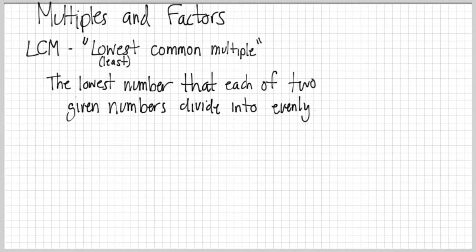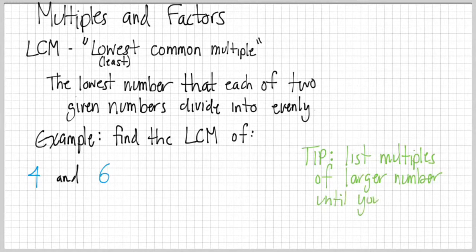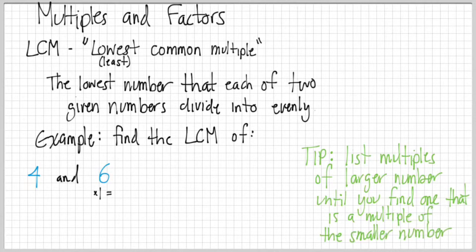Okay, so for example, let's find the LCM, the lowest common multiple, of 4 and 6. What some people do is write out a bunch of multiples of these numbers and then find the lowest one that is a multiple of both of them. We could list a bunch of multiples of 4 and a bunch of multiples of 6, but the quickest way to do this is to list the multiples of the larger number, starting from the smallest multiples and getting bigger, until you find one that is a multiple of the smaller number.